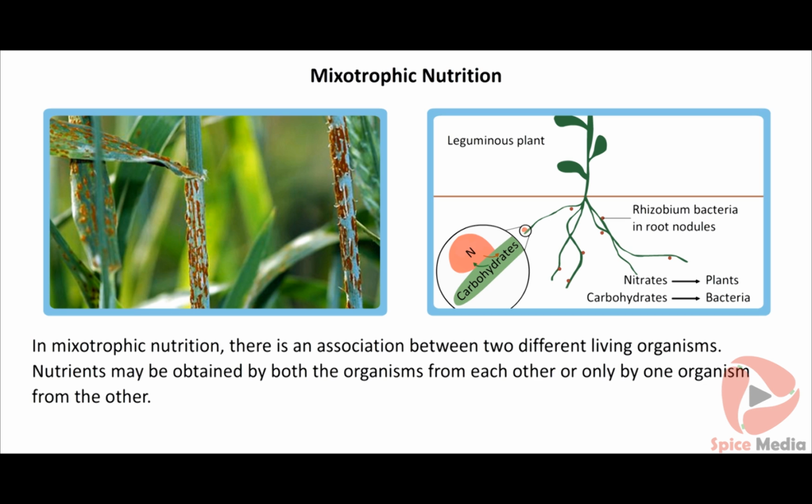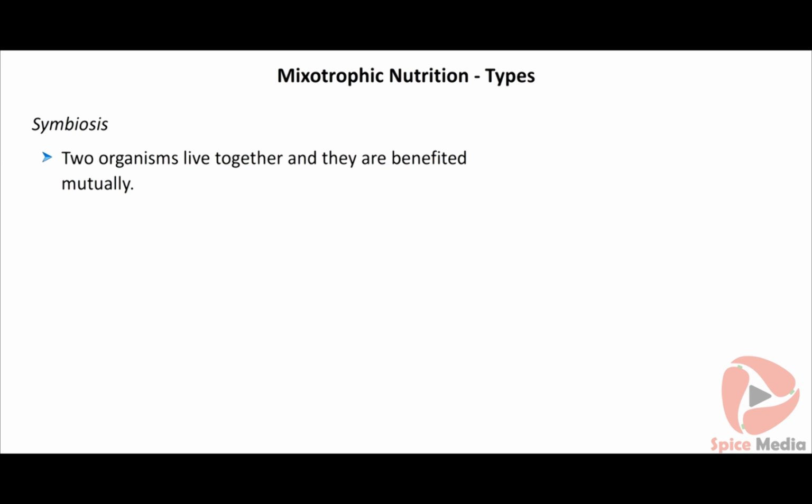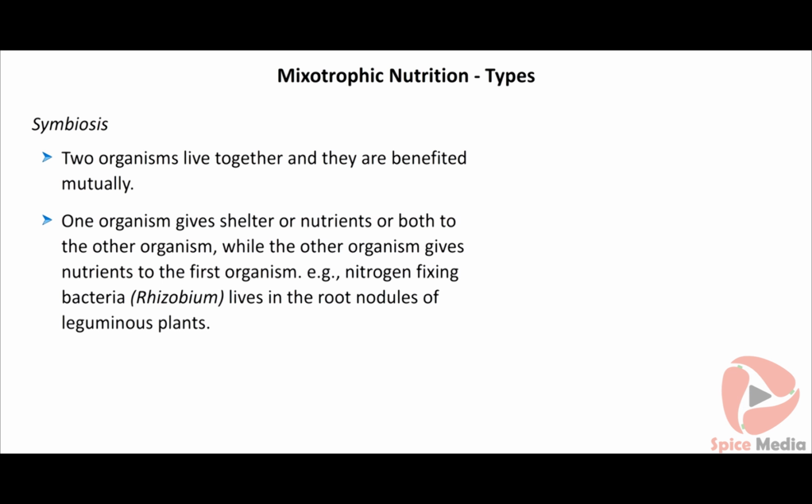Nutrients may be obtained by both the organisms from each other or only by one organism from the other. Mixotrophic nutrition is of two types. They are symbiosis and parasitism. Symbiosis. In this type of association, two organisms live together and they are benefited mutually. One organism gives shelter or nutrients or both to the other organism, while the other organism gives nutrients to the first organism.